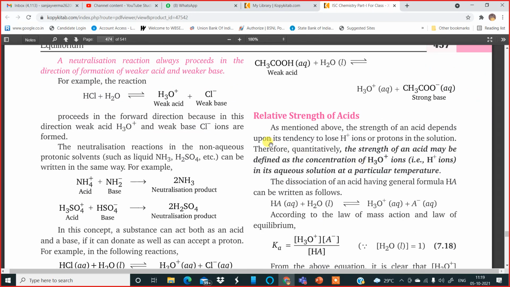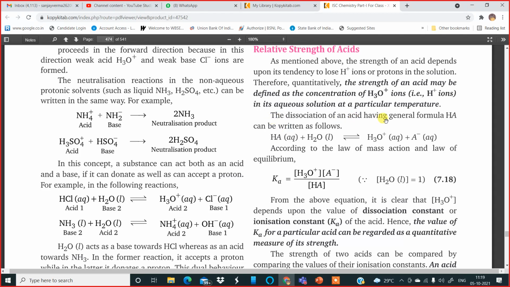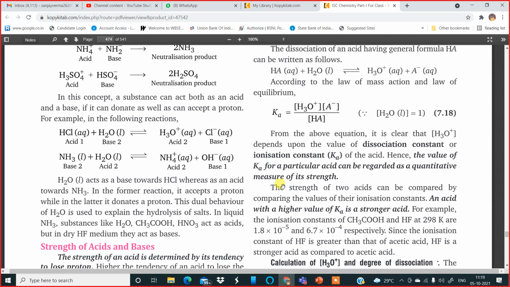Then coming to the relative strength of acids, the strength of an acid may be defined as the concentration of hydronium ions, which we learned earlier in class 10, in its aqueous solution at a particular temperature. If you're talking about the dissociation of an acid having general formula HA, it produces hydronium ions. According to the law of mass action, if we apply the law over here, we get this relationship. Since the concentration of water is taken as unity, this goes away. From the above equation, you get the dissociation constant, Ka, equal to the concentration of hydronium ion divided by the concentration of the acid, to measure its strength.